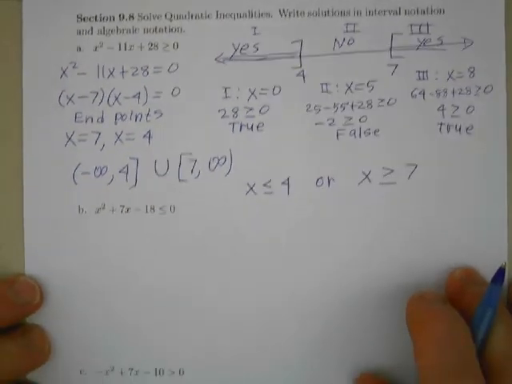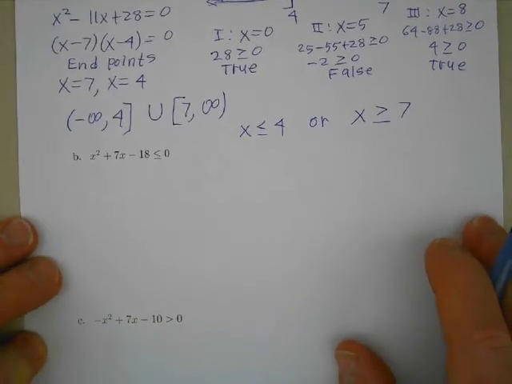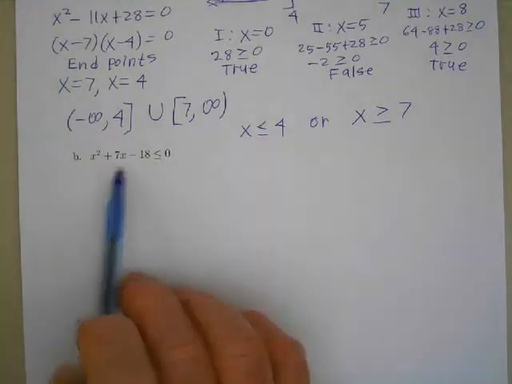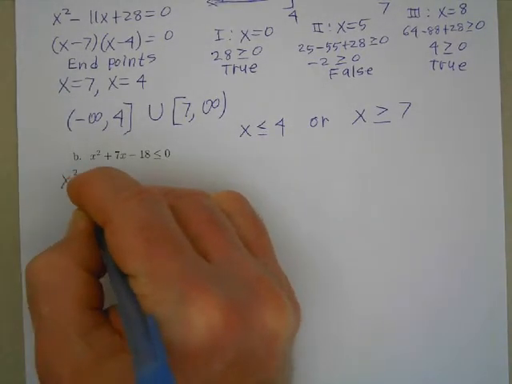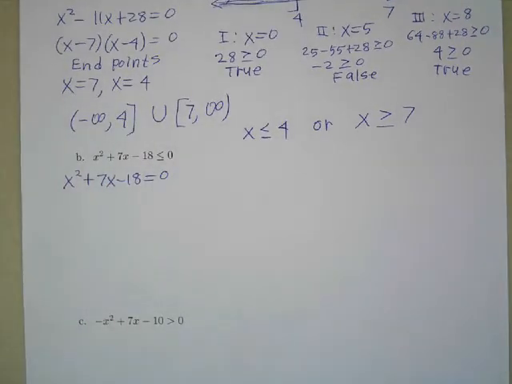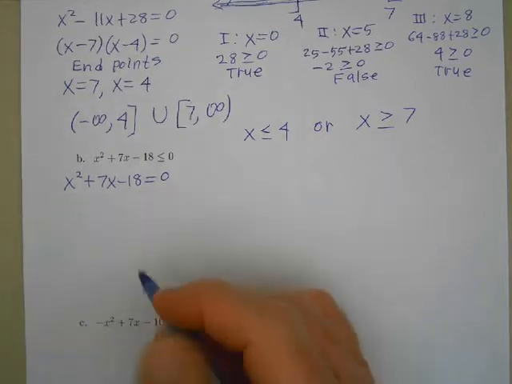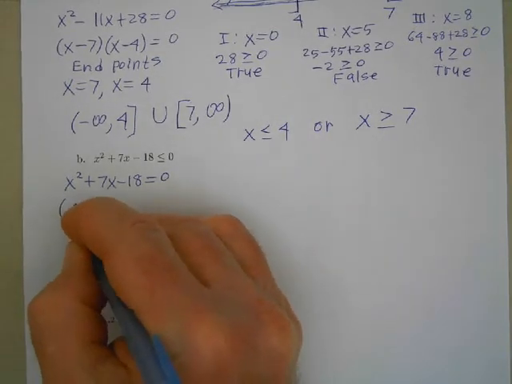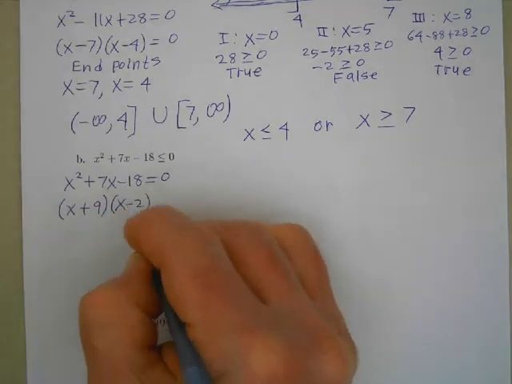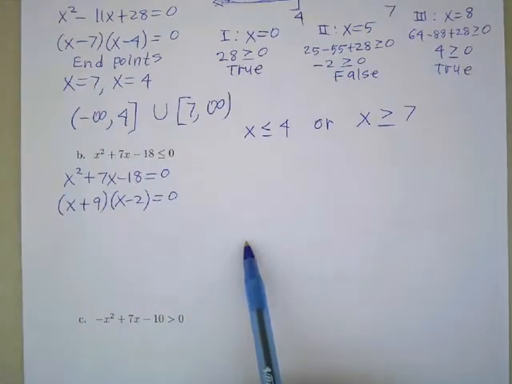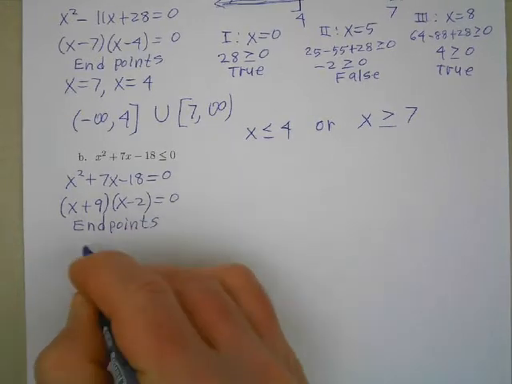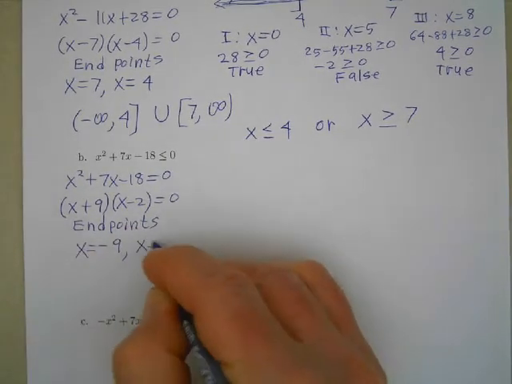Okay, in the next example, x squared plus 7x minus 18 is less than or equal to 0. So we want to find the endpoints by solving x squared plus 7x minus 18 equals 0. Well, we can solve this one by factoring also. One of the factors is x plus 9, and the other factor is x minus 2. So the endpoints are the solutions to that equation, x equals negative 9 and x equals positive 2.